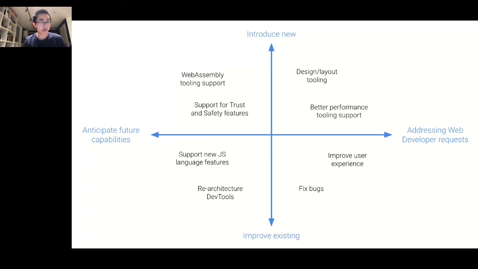And then you have things that we are doing to provide better developer experience, stuff like adding better design features. So recently we added tooling support for CSS Grid and Flexbox, and we're looking to add more in this area. One thing that's upcoming is container queries, and we intend to add great tooling support in this area as well. And you can see in the bottom left corner, there are also things like re-architecting DevTools.